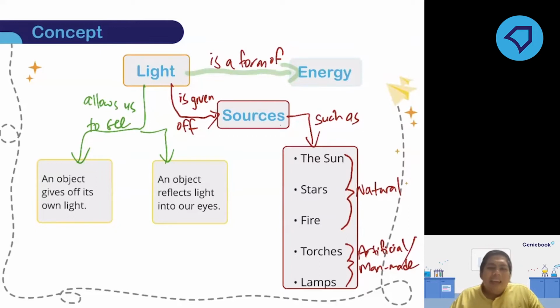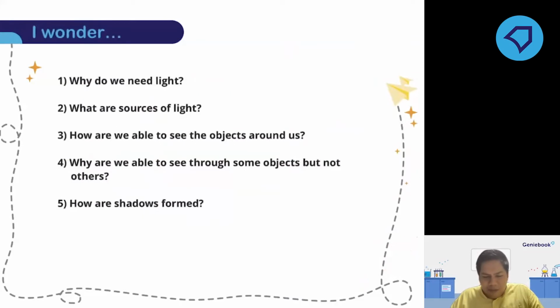Yes, there are stars which are 1,000 times bigger than our sun, in fact, as big as our solar system. That one you can read up more on your own. All right, let's move on to the next one.